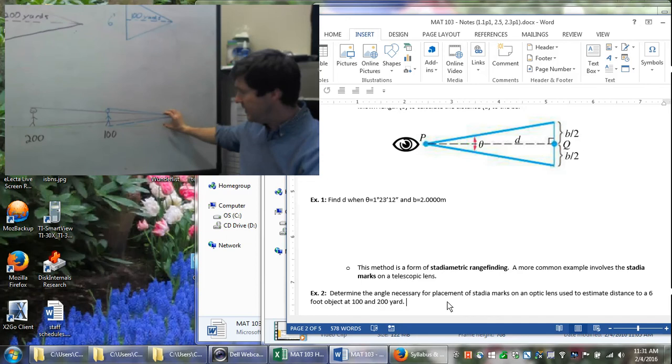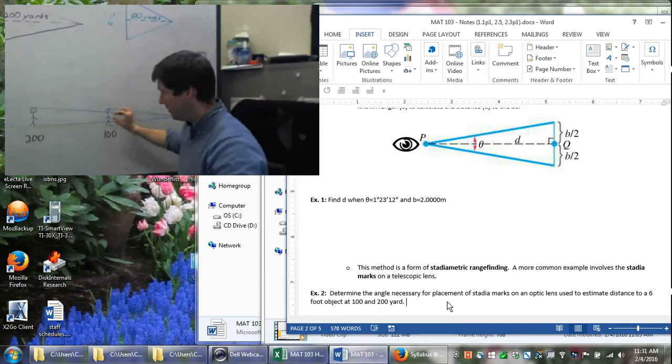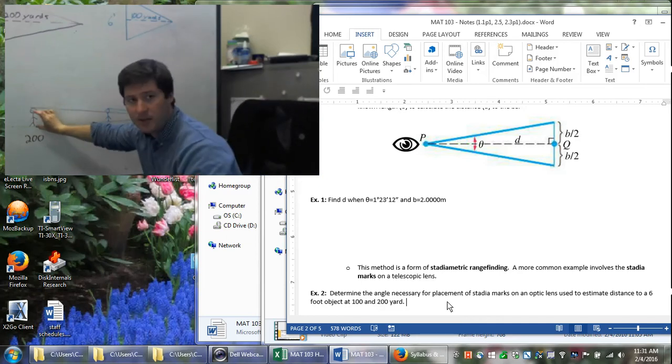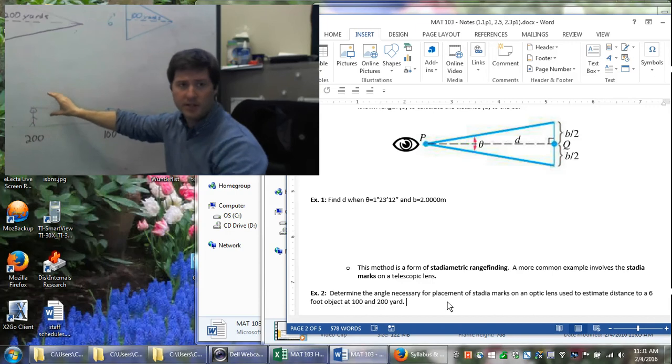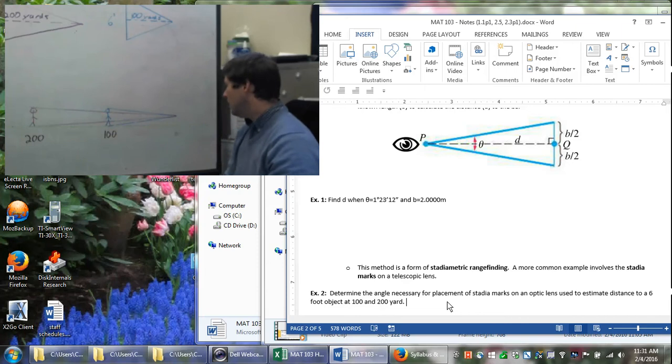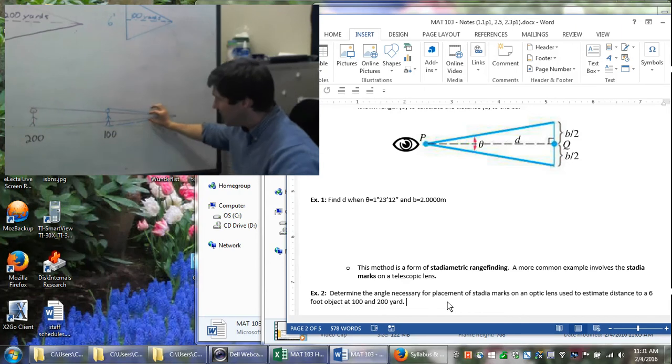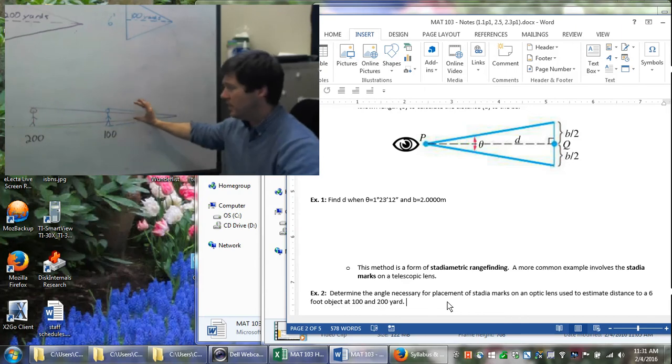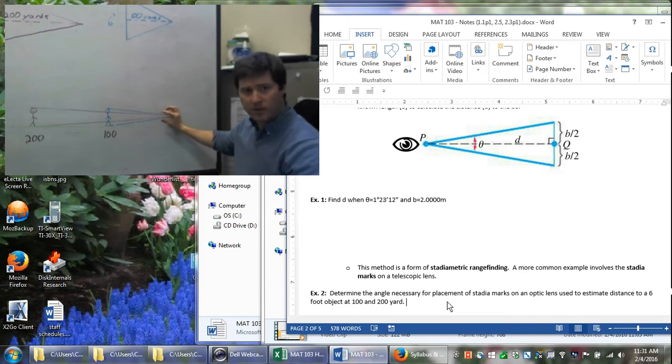We're going to look at what if we were designing some kind of optic and we wanted to put marks on it so we would know just by looking through our optic, if we could see which of the marks they lined up between. We would know, if we had some idea how large the object was, how tall it was, we could then estimate how far away it was.